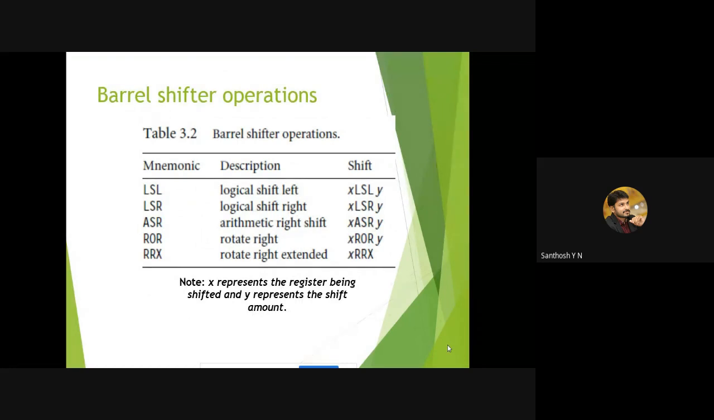Okay, in today's class, we will be understanding the various shift operations available in the instruction set. A few such instructions are given here: LSL, LSR, ASR, ROR, and RRX. LSL means logical shift left. LSR means logical shift right. ASR means arithmetic right shift. ROR means rotate right. RRX means rotate right extended.